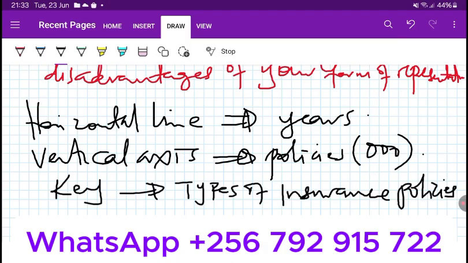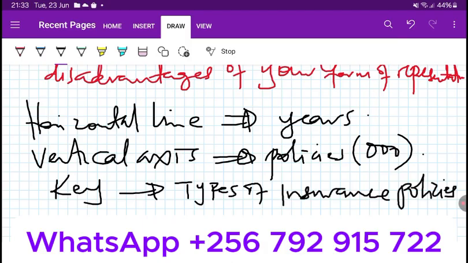If you fail to identify this kind of information, you are off. Even if the topic, because the graph is very easy to draw, if you fail to identify this information, you are off.